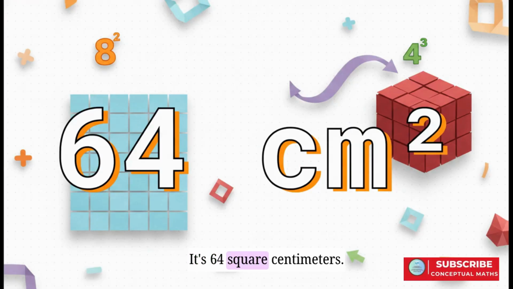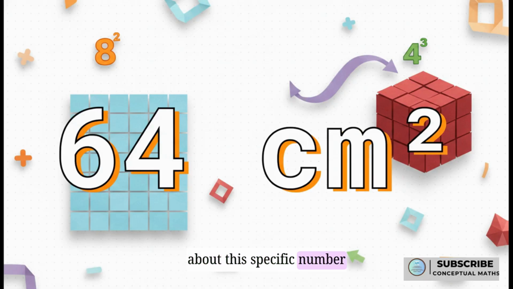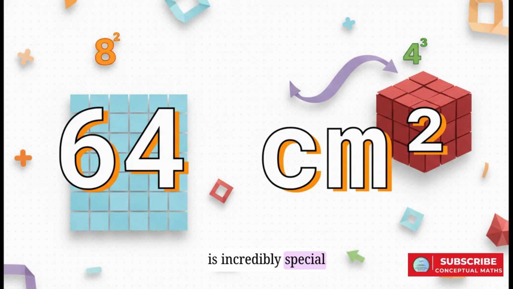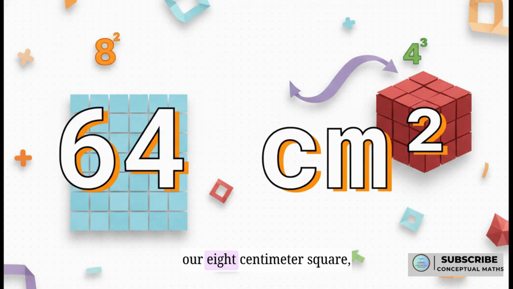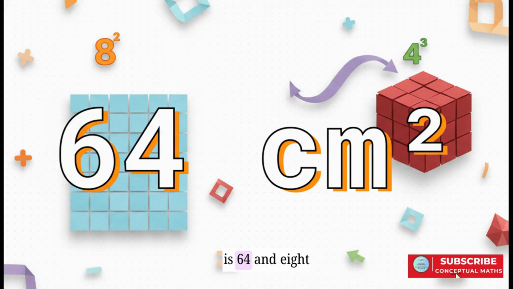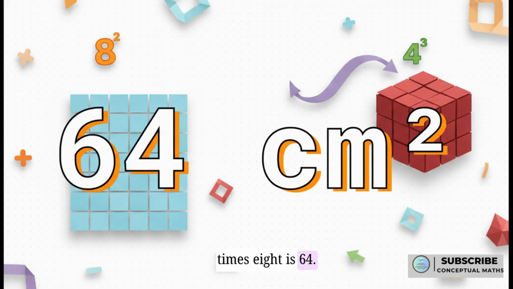It's 64 square centimeters. Now, what's genuinely amazing about this specific number is a really cool math coincidence. The number 64 is incredibly special based on everything we've talked about today. Not only is it the area of our 8 centimeter square, meaning it's 8 squared, but it is also exactly 4 cubed. 4 times 4 times 4 is 64, and 8 times 8 is 64. It's like a shape-shifting number.